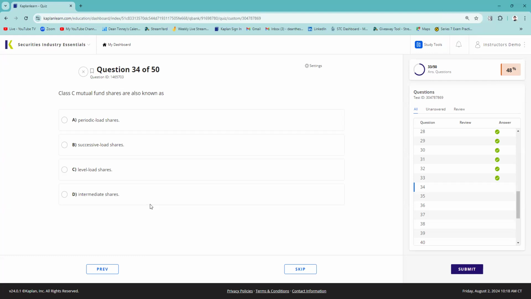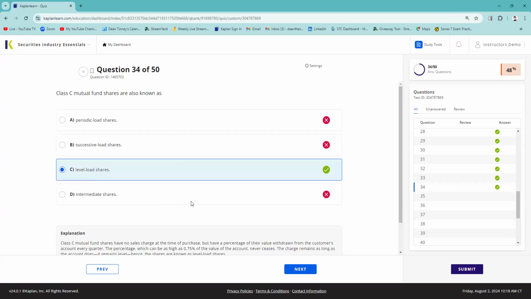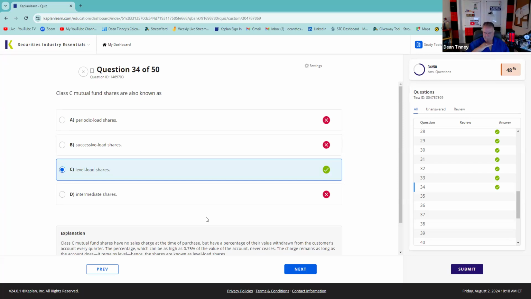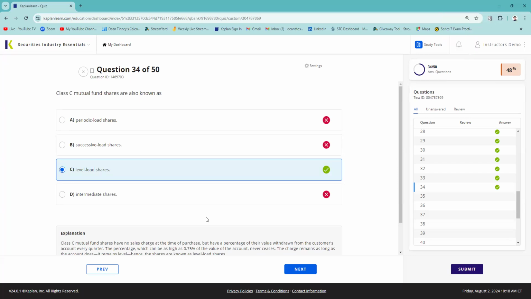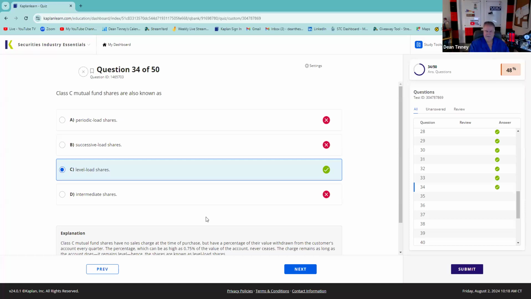Is it level load shares? Yeah, is that what it's called? Kind of interesting language. Yeah, level load, meaning the load never disappears, right? That's what that means. But as I mentioned, 0.75% is the most we can actually charge over the life of that. Okay.